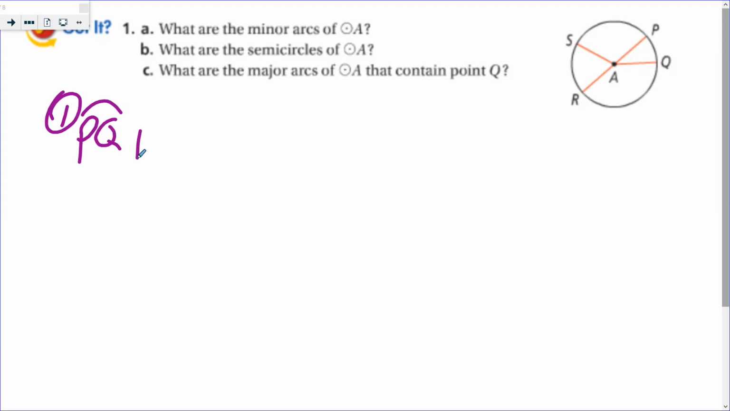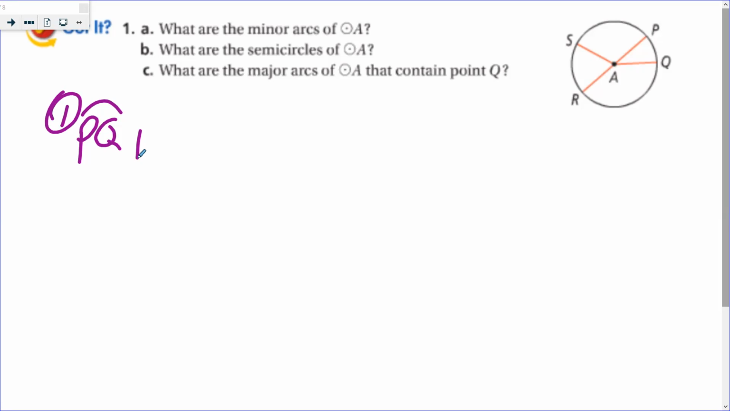Teacher, do you mean SBQ? No. Because for the minor arc I need only 2 letters, but for the semicircle and the major arc, 3 letters. So for the minor arc, I can name it with 2 letters. The major arc and the semicircle need at least 3 letters.